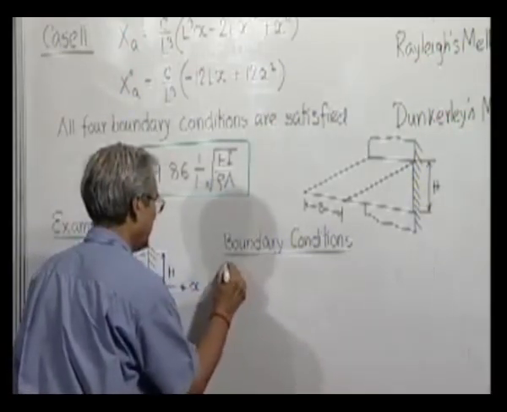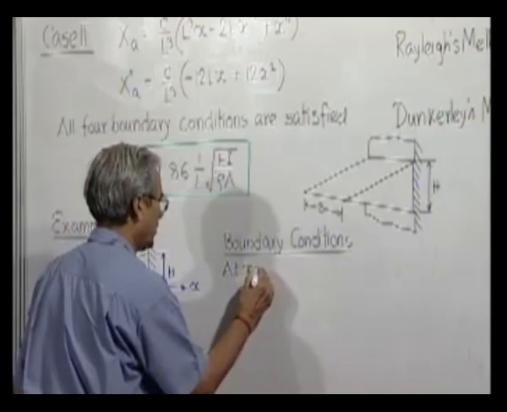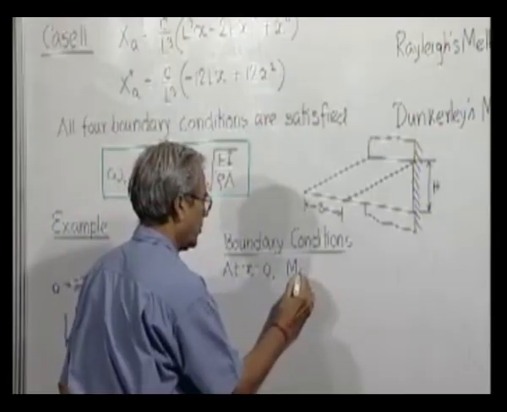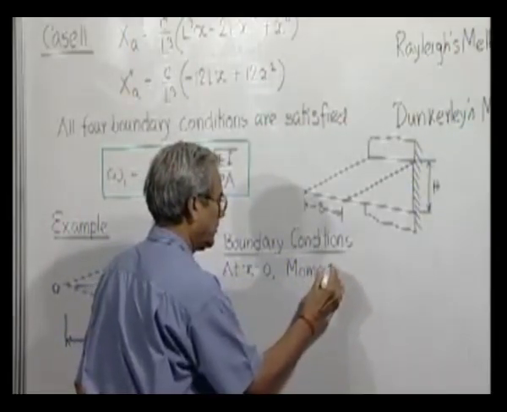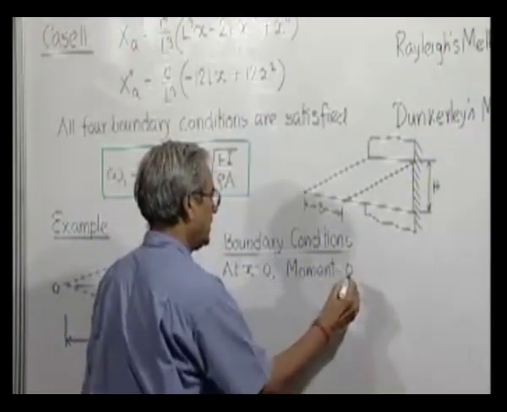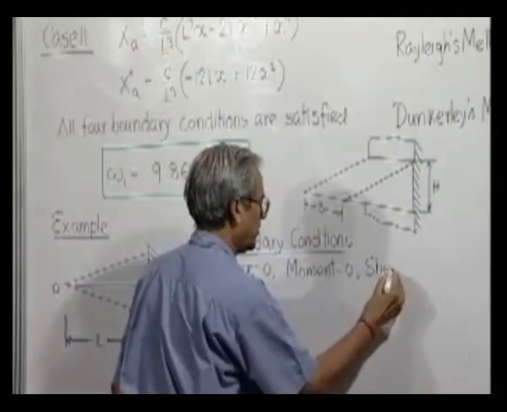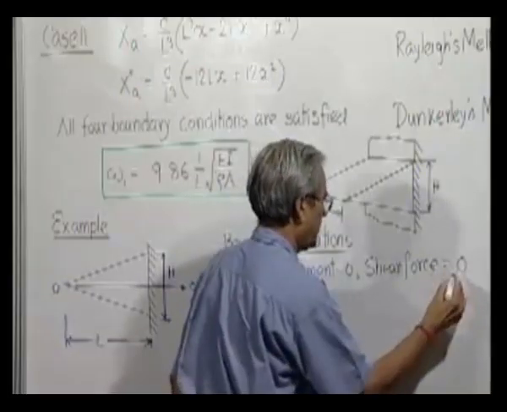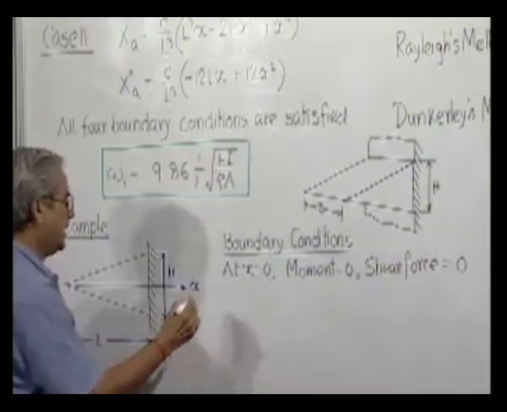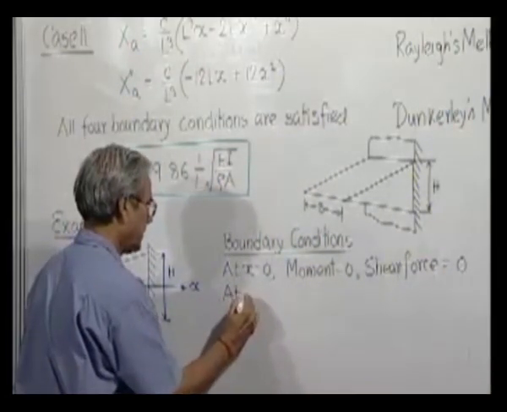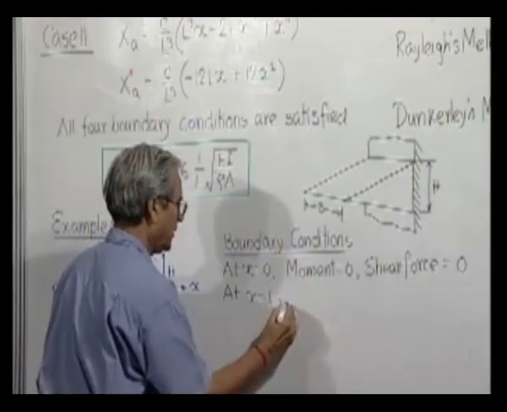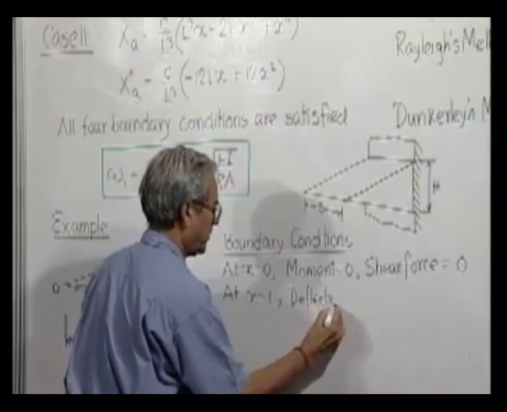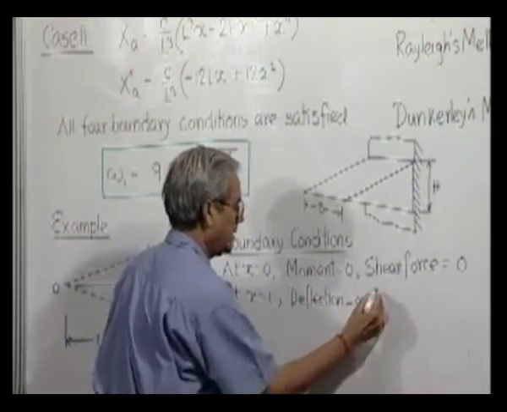That means at x equal to 0, moment is 0, bending moment is 0 because it is a free end, shear force is 0. At x is equal to L, that is a fixed end, deflection is 0 because it is a fixed end, and slope is 0.